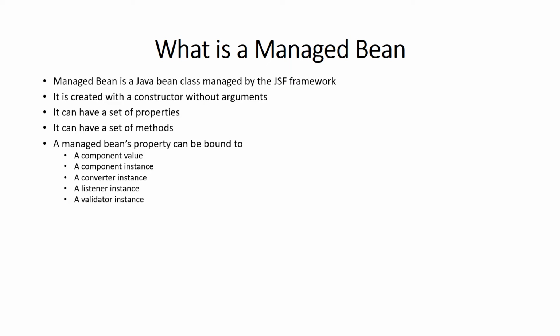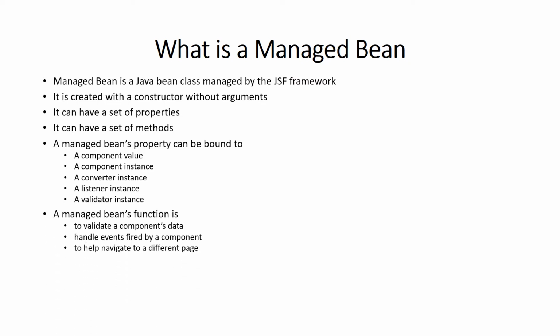A managed bean's property can be bound to a component value, a component instance, a converter instance, a listener instance, a validator instance. A managed bean's function is to validate components' data, handle events fired by components, and help navigate to a different page.